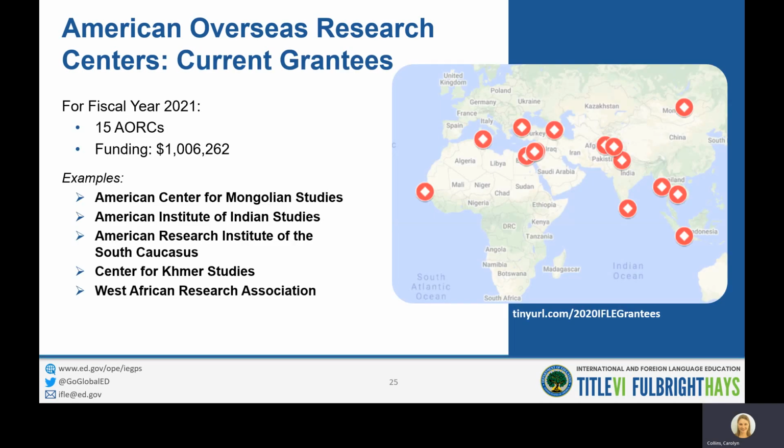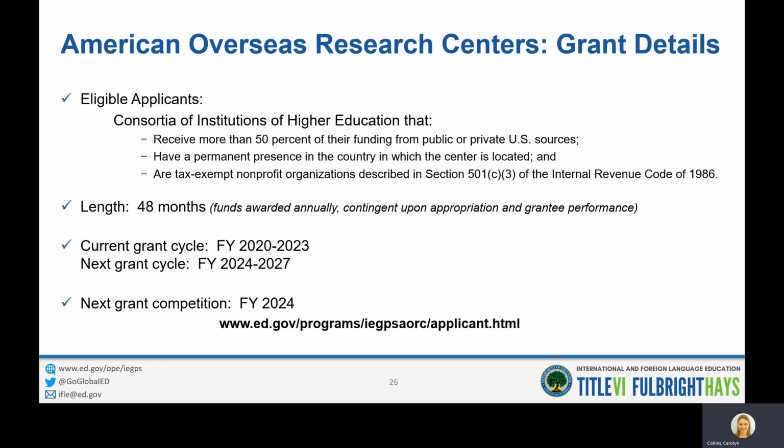So as I mentioned, we currently have an AORC in Indonesia, but we also have AORCs all around the world. And some examples include a center located in Mongolia, a center located in Senegal. We have the American Institute of Indian Studies, the American Research Institute of the South Caucasus, and the Center for Khmer Studies. So we have currently 15 AORCs that are funded at a level of about $1 million per year. And our current group is from the fiscal year 2020 competition. The next grant cycle will take place for fiscal year 2024. And the AORCs operate on a 4-year grant cycle. So the grant cycle with the AORCs is similar to the grant cycle with the National Resource Centers, the Centers for International Business Education, and the Language Resource Centers program.